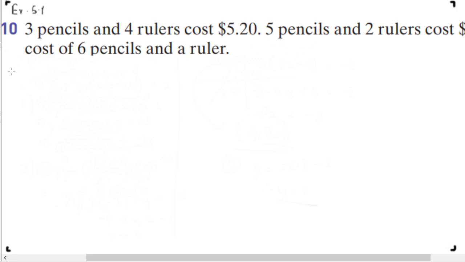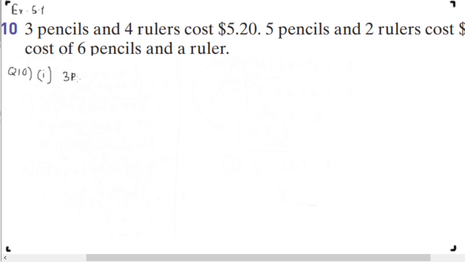So question 10. 3 pencils and 4 rulers cost $5.20. 5 pencils and 2 rulers cost $4. Find the cost of 6 pencils and a ruler. So you can see that this looks like a simultaneous equation. So for question 10, the first equation is 3p. I'm denoting pencils as p and rulers as r.